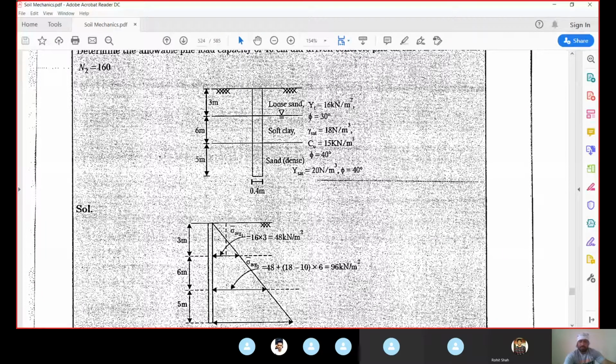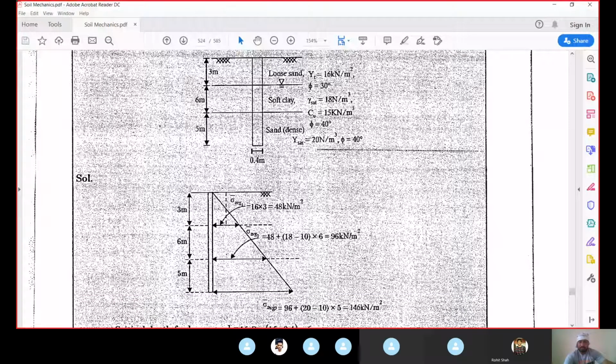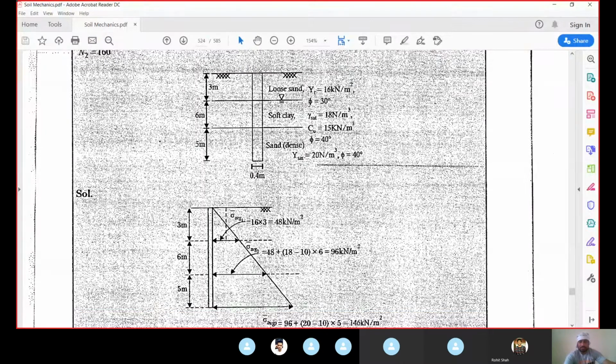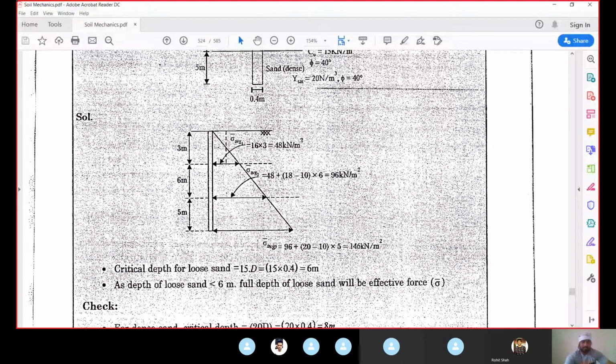Now sigma 2 can be computed like that: 48 will come down, and now this is 18 into 6 minus 10 into 6, right? So 18 minus 10 into 6, so this is 96. Now this 96 will also go down, so 96 plus 20 multiplied by 5 minus 10 multiplied by 5, so 20 minus 10 multiplied by 5, and you will get 146 kilonewton per meter square. So this is the variation of effective stress with respect to depth of pile, right?